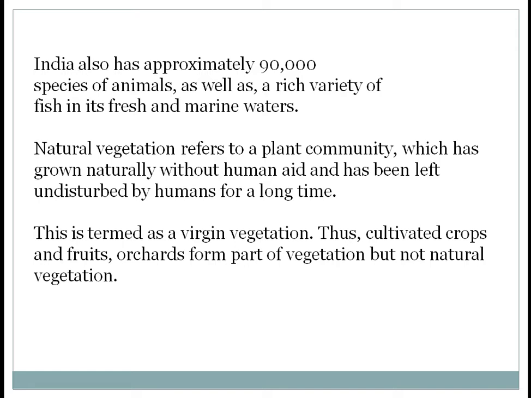So that is going to be termed as a virgin vegetation. So we speak of untouched vegetation. Thus cultivated crops, fruits, orchards form part of vegetation but not natural vegetation, because for the cultivated crops, fruits, orchards, we are helping them to grow, right? We are providing specific things to them: proper sunlight, irrigation, care, pesticide, insecticide and so on. So which is telling us it is not a natural vegetation. The vegetation which grows naturally without the interference of human beings is called virgin vegetation or natural vegetation.